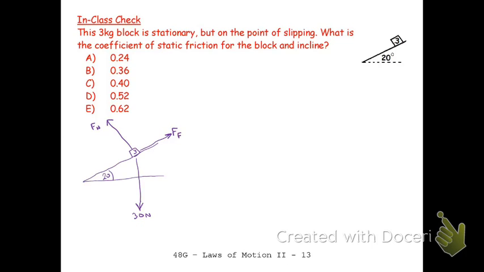Okay. 3 kilogram block is stationary, but on the point of slipping. What is the coefficient of static friction of the block and incline? That little bit about being on the point of slipping is significant, actually.